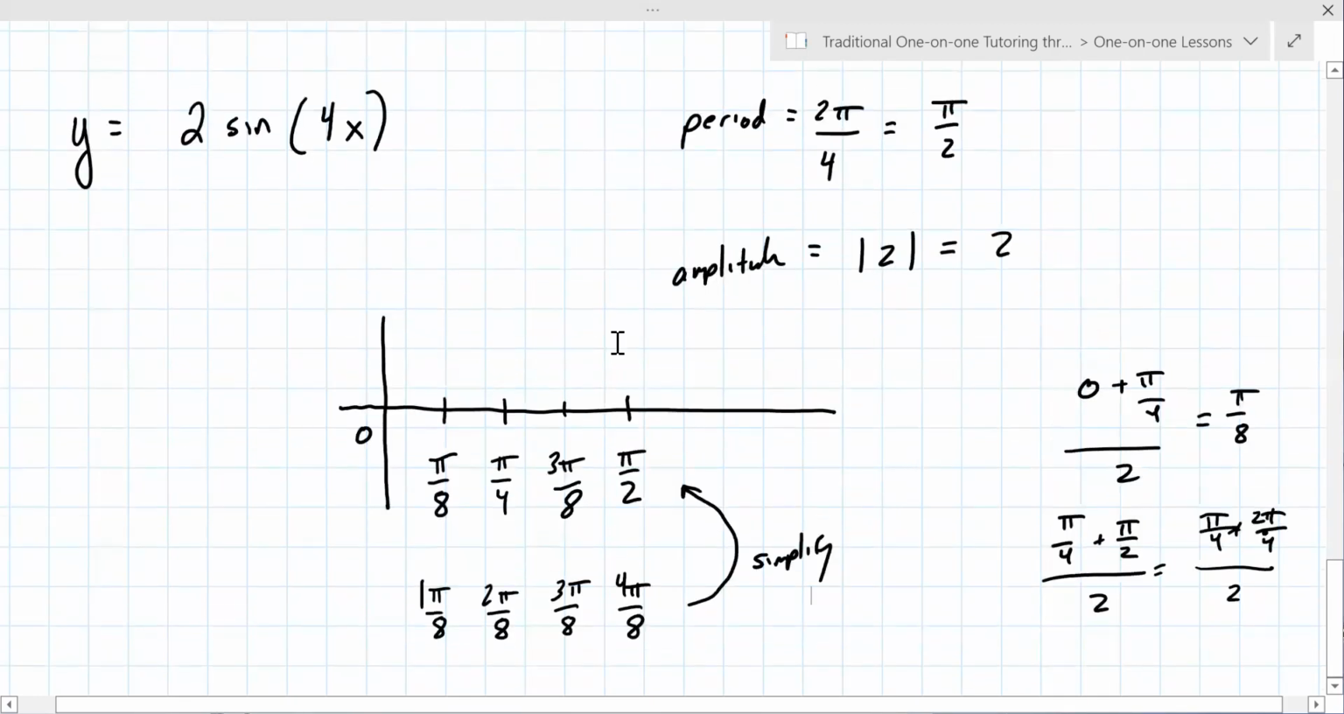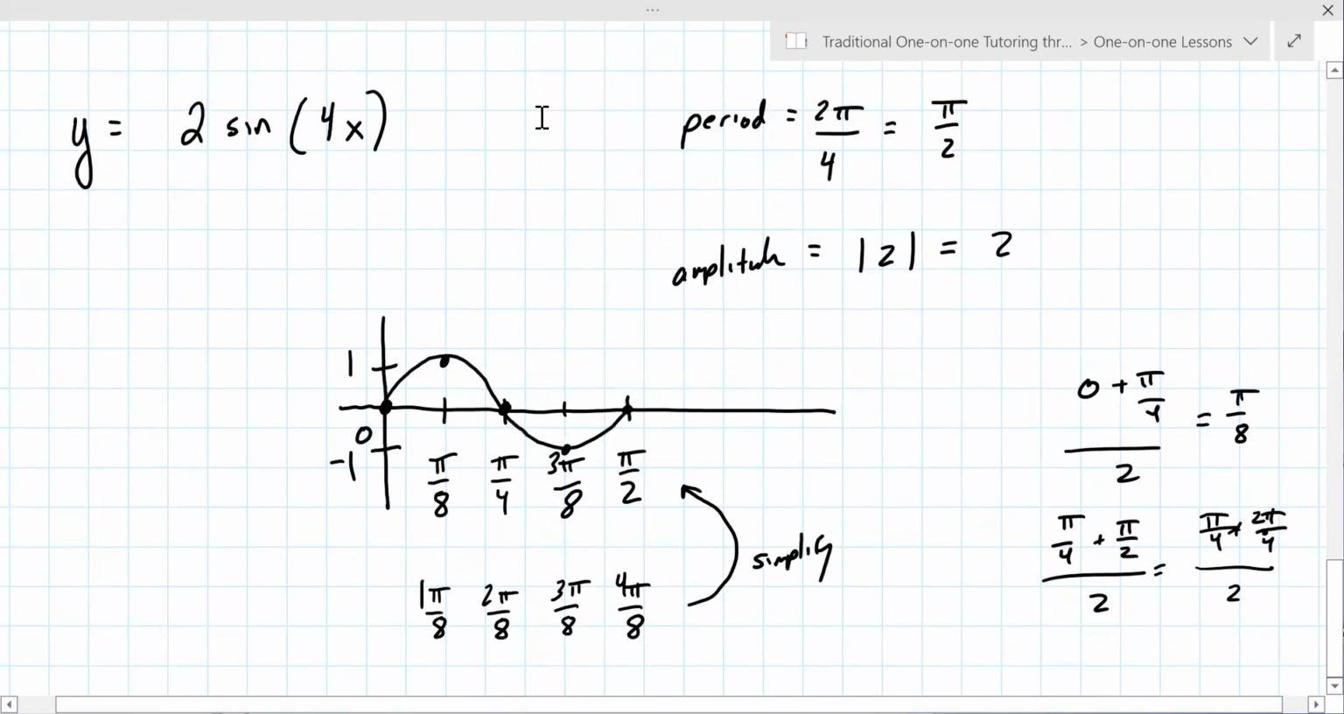Now I'm going to first graph the parent function. So that's where you start at 1 and -1. Sine starts at the origin, sweeps up, comes back down, reaches a min, and then comes back up. So this is your parent function here.